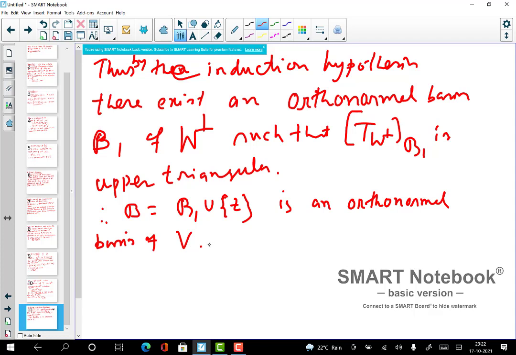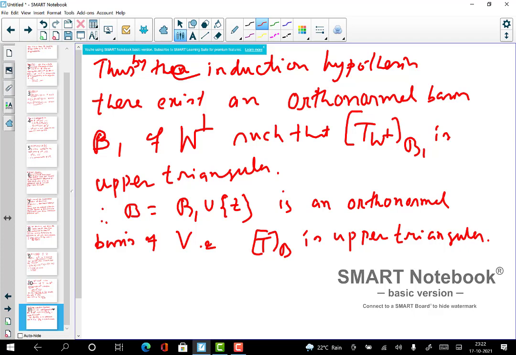And also the matrix representation of T with respect to this basis B is upper triangular, right? Because till n-1 many vectors it is upper triangular, and the last vector has no other choice. If you write down the last vector as a linear combination of all the other vectors, still it is upper triangular, right? So it's upper triangular, doesn't matter. Okay, so this is the proof actually.